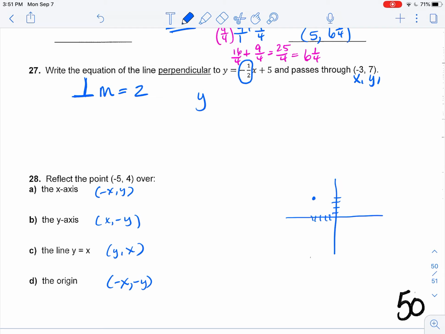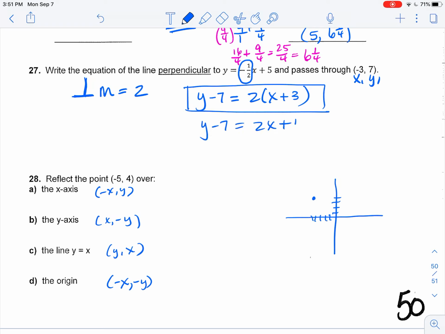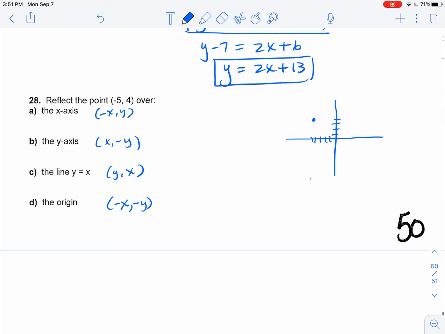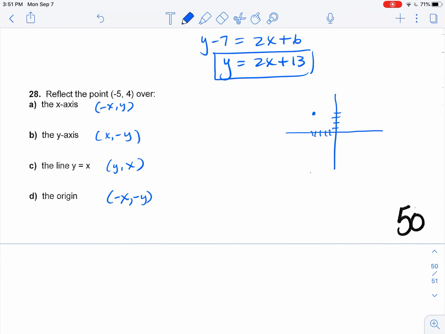And here's an x1, y1. So again, use my favorite equation, y minus y1 is equal to m times x minus x1. So that's a double negative. That makes it plus. Calculus, here you go. Sorry, geometry. We got to distribute and combine our like terms. 2x plus 6, add 7, y is equal to 2x plus 13, and that one's done.